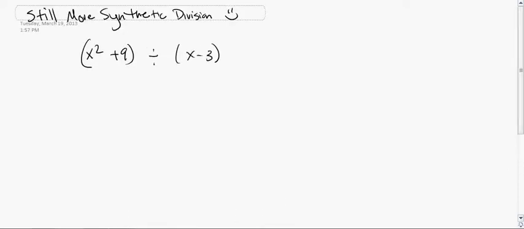All right, we'll do some more synthetic division. Two more problems from your book on page 124. This time I'm going to do problem 14 and problem 18. So problem 14 says x squared plus 9 divided by x plus 3.